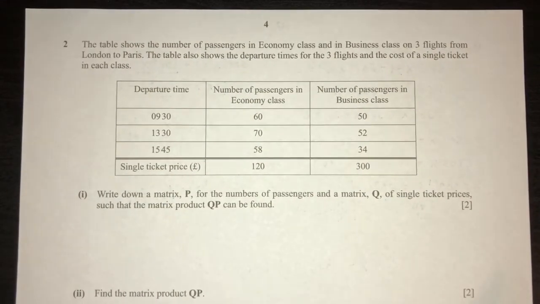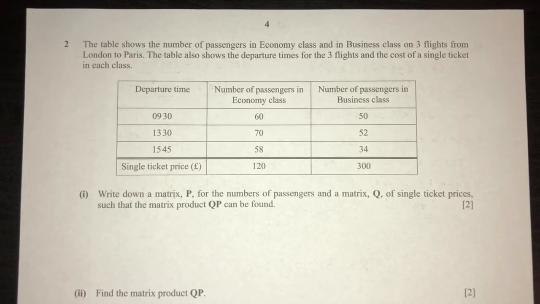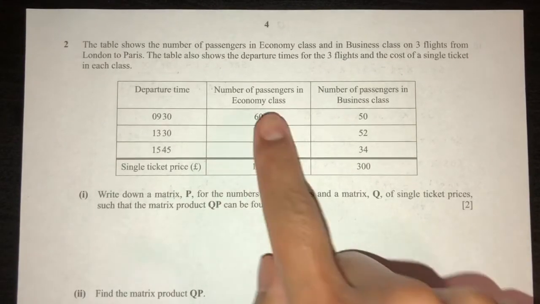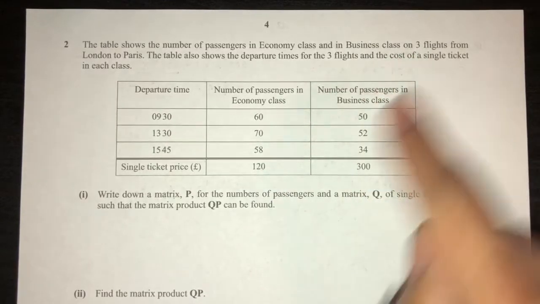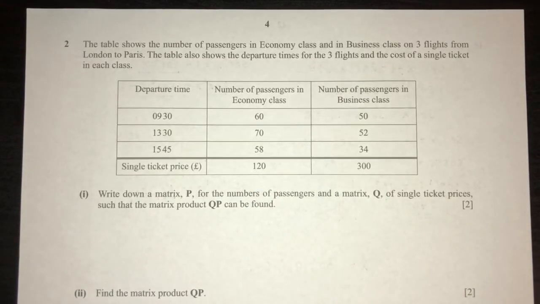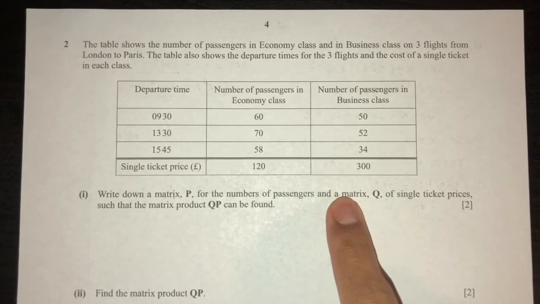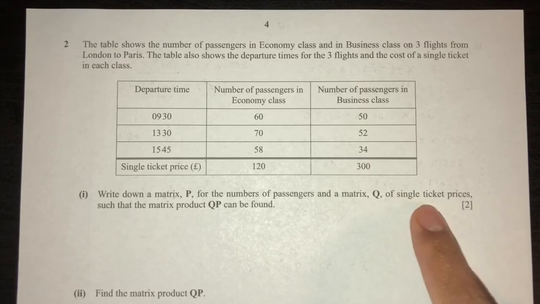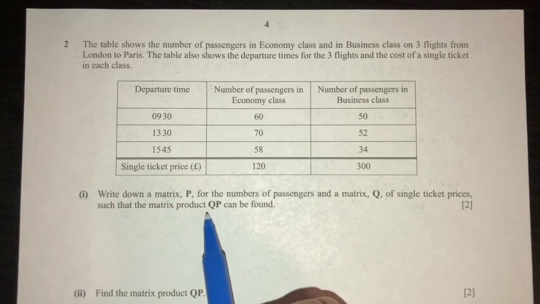Let's move on to question number 2. The table below shows the number of passengers in economy class and business class on 3 flights from London to Paris. The table shows the departure times for the 3 flights and the cost for a single ticket. Now part 1, write down a matrix P for the number of passengers and a matrix Q of the single ticket prices such that QP can be found.